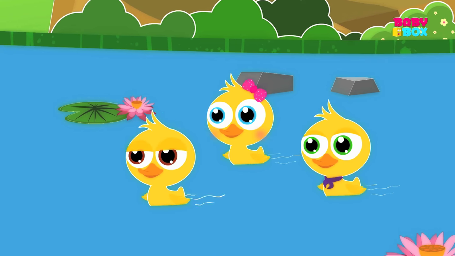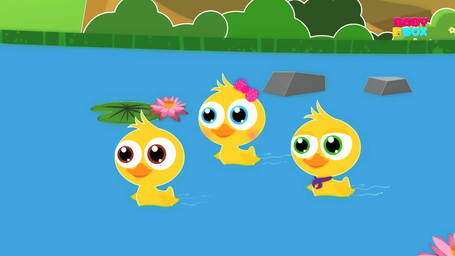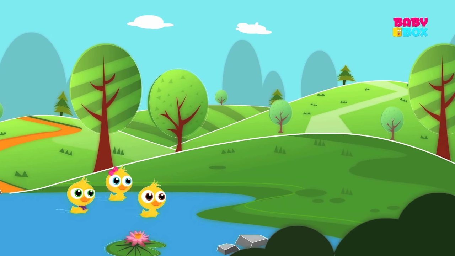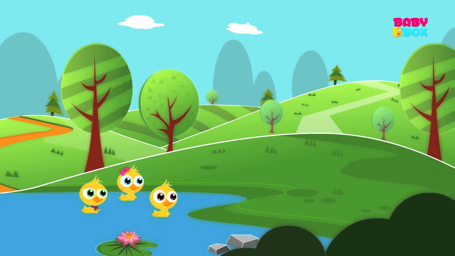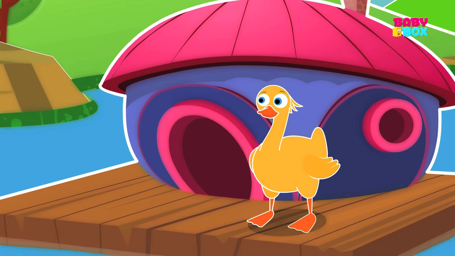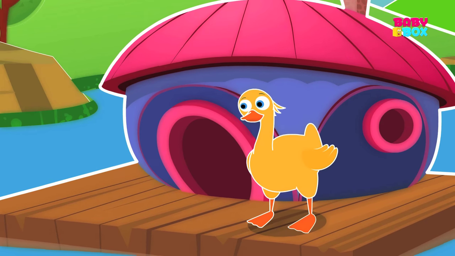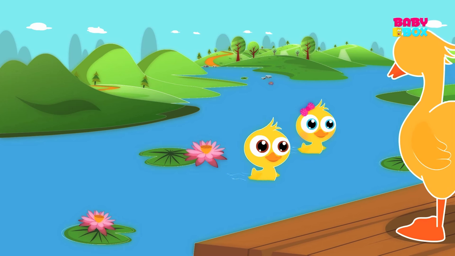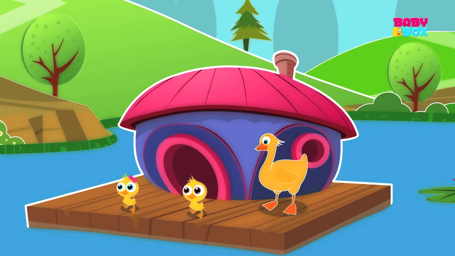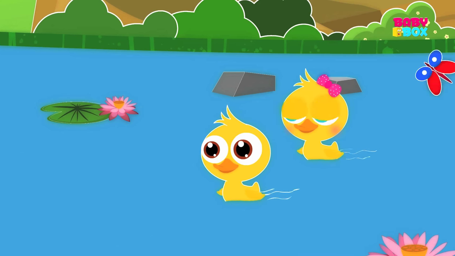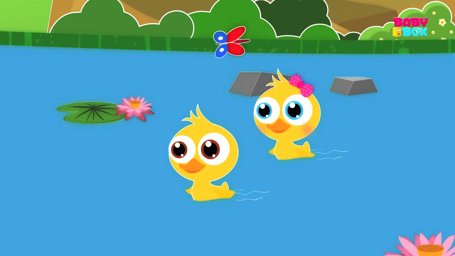One, two, and three little ducks went swimming one day, over the hill and far away. Mother duck said quack, quack, quack, and only two little ducks came back. One and two little ducks went swimming one day.